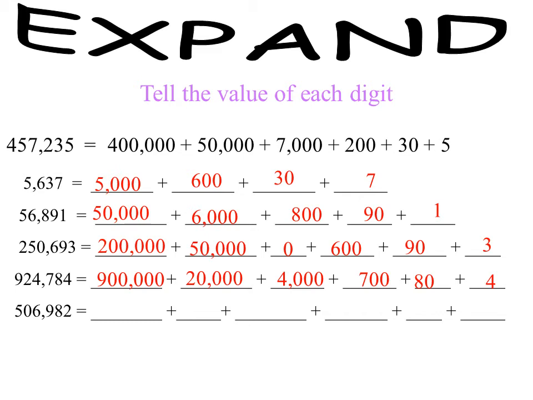506,982. The first number is 5. 5 in 100,000, so we write it as 500,000. Then in the 10,000 place, it's 0, so we write it 0. Then in the thousand place, there is 6, so we write it as 6,000. Then 9 in hundreds place, so we write it as 900. 8 in tens place, so we write it 80. And 2 in units, we write it just 2.